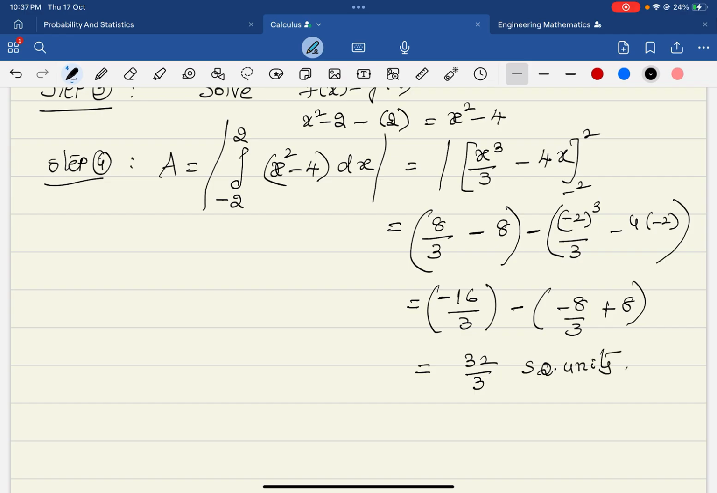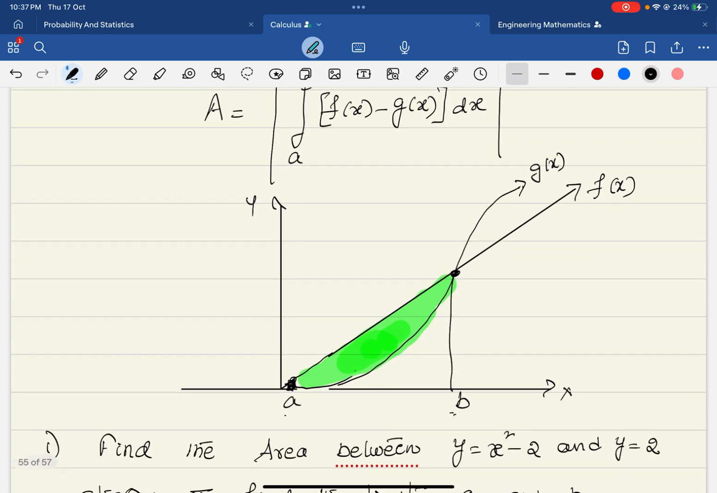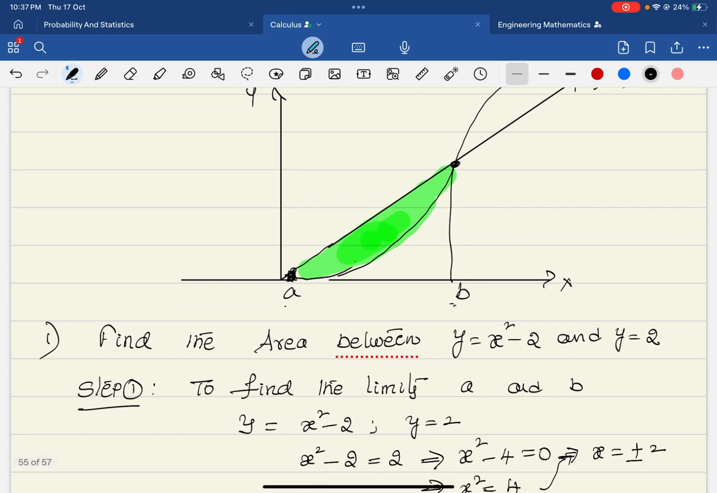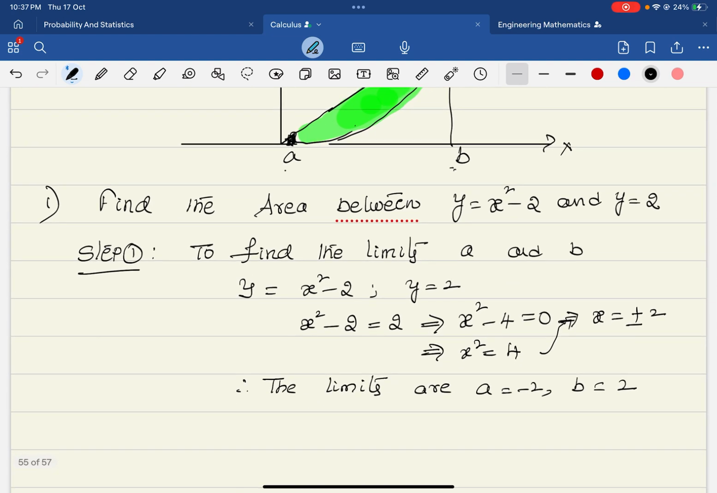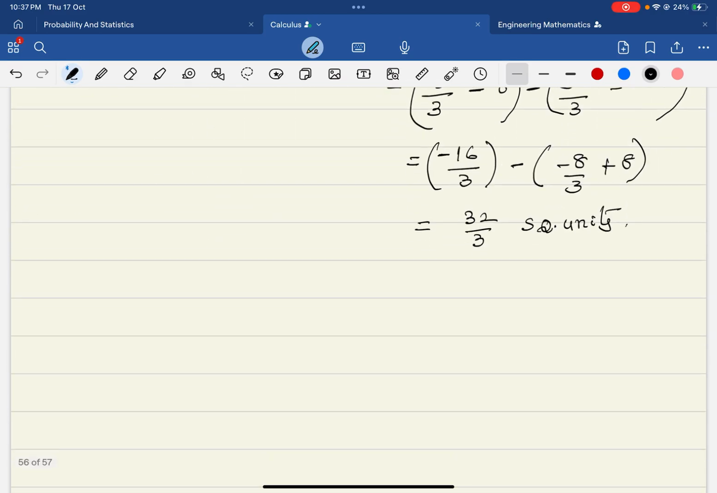So this is the way to find out the area between any two curves. I hope you could understand. So like this you have to see, and no need to draw any curve in the exam. Just for your understanding I have explained it. So this is step 1, step 2, step 3, and step 4 to find out the solution.